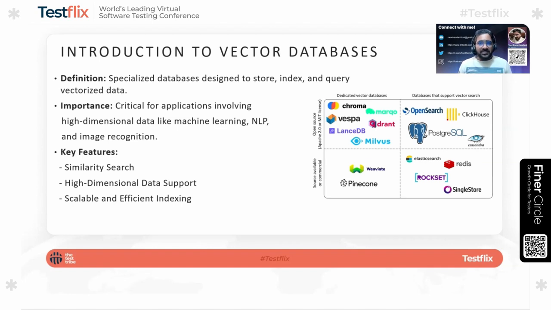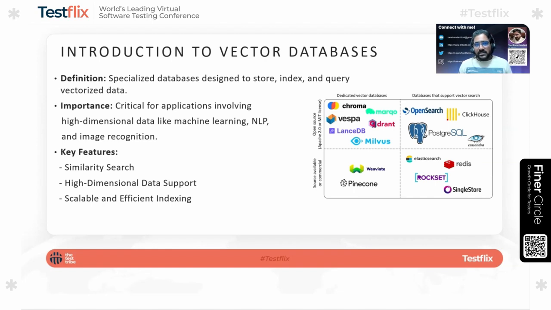There are certain features in there: similarity search, high dimensional data support, and very scalable and efficient indexing. These are some of the very important aspects and features of vector databases. Similarity search basically gives you similar answers. For example, maybe you are looking to buy something on an e-commerce website. It is going to suggest similar items. If you look for a chair, it is going to suggest the different chairs you have in the store, or maybe suggestions based on your preferences.